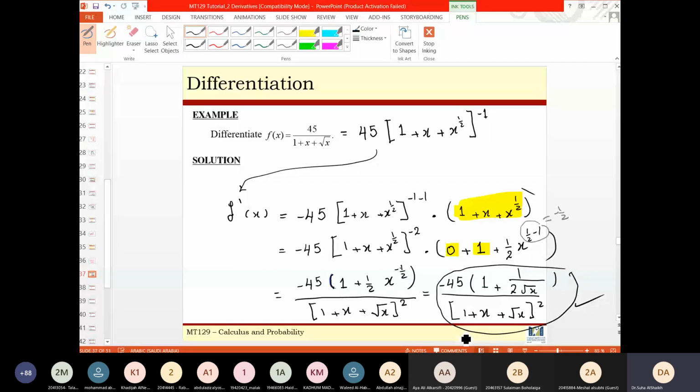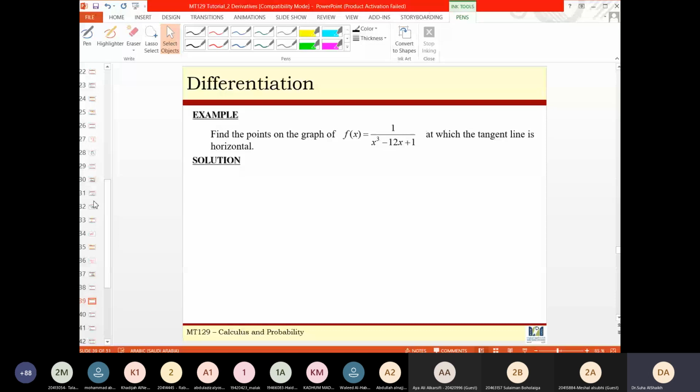Is it clear? You can find the solution. I mean, yes, this is the final solution. Yes, we have examples. We have examples. The whole course is about examples.